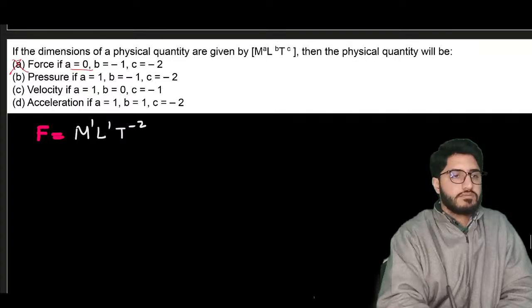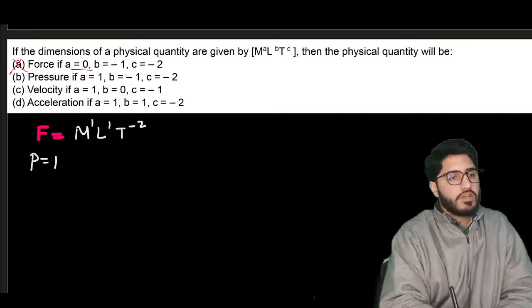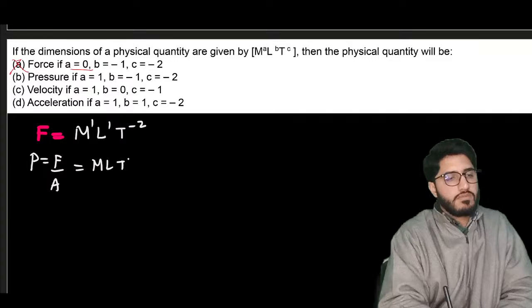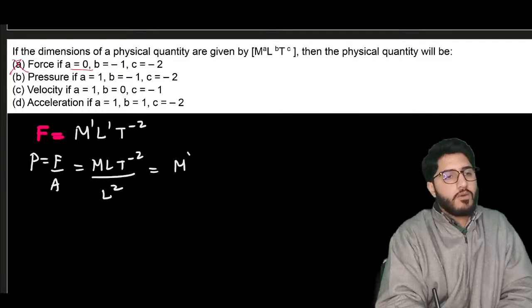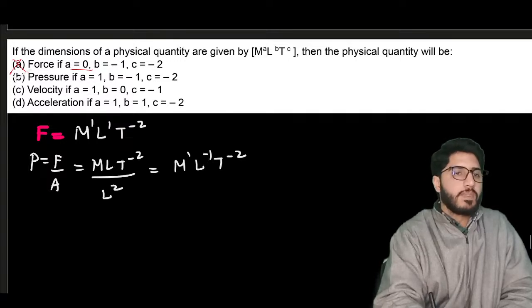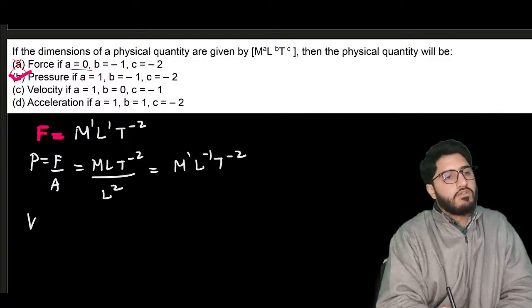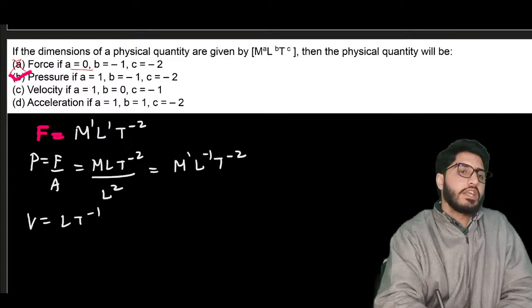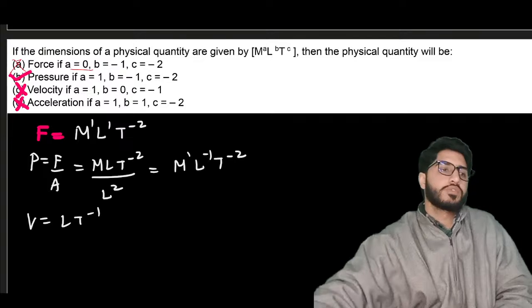Pressure. Pressure is force per unit area. Force is MLT minus 2 divided by area, which is L square. So I can write it is M1 L minus 1 T minus 2. Yes, this is correct. Option B is correct. Now option C. Velocity is LT minus 1, that means mass is 0. The A is 0, so this is wrong. So D is wrong. The option B is correct.